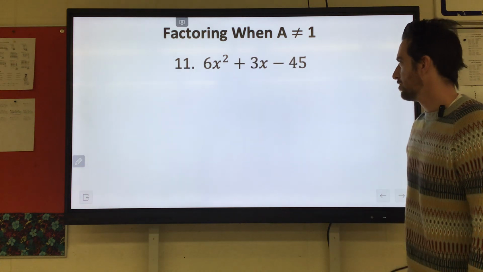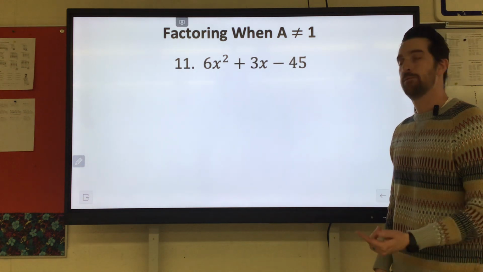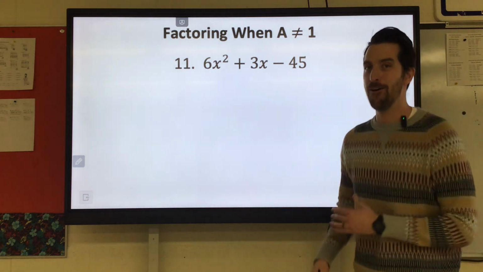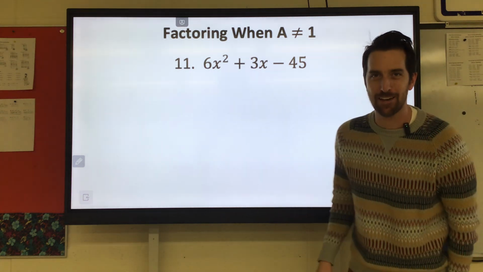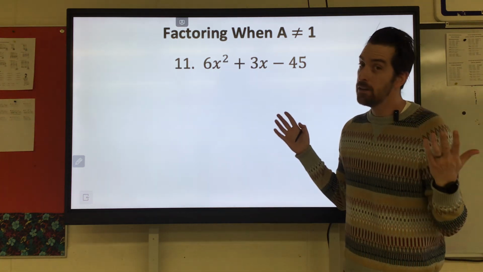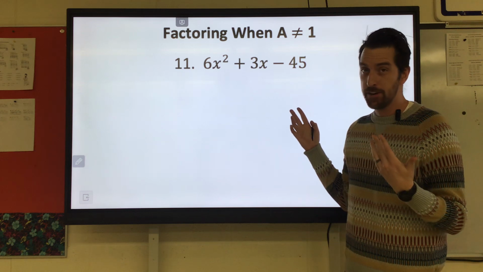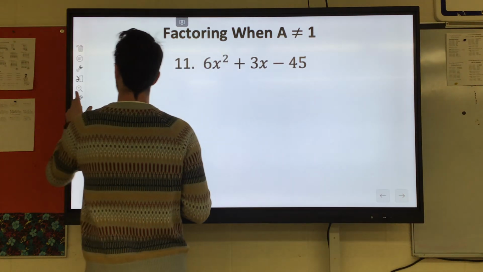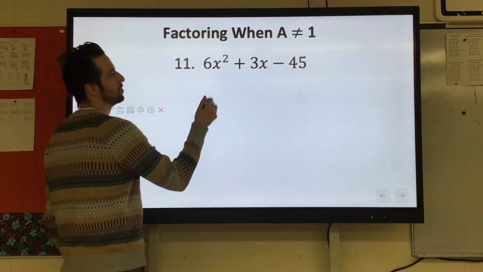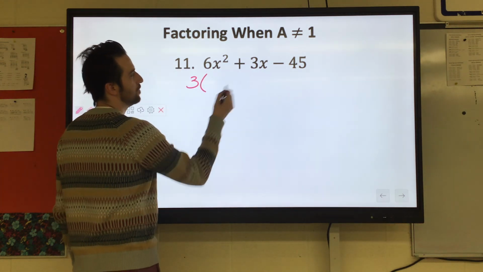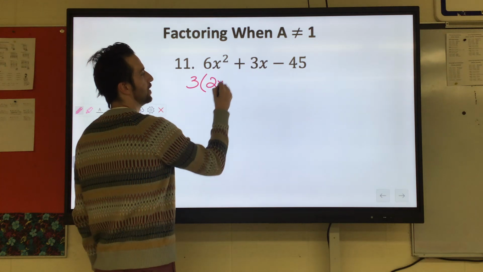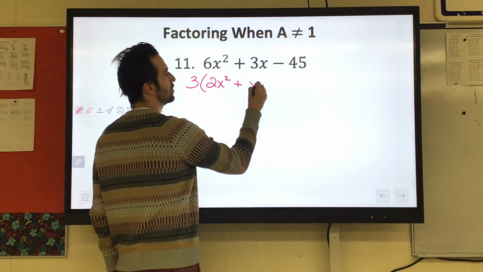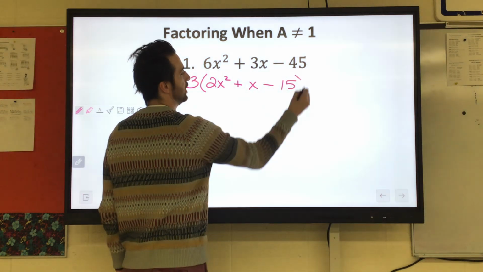Ooh, 11. Some people are excited and they're like, oh, we should do 6 times negative 45 right away. But there's a common factor here. These are all divisible by 3. Factor out your greatest common factor first. Always look for that. So if we divide these each by 3, we'd have 2x squared plus 1x minus 15.